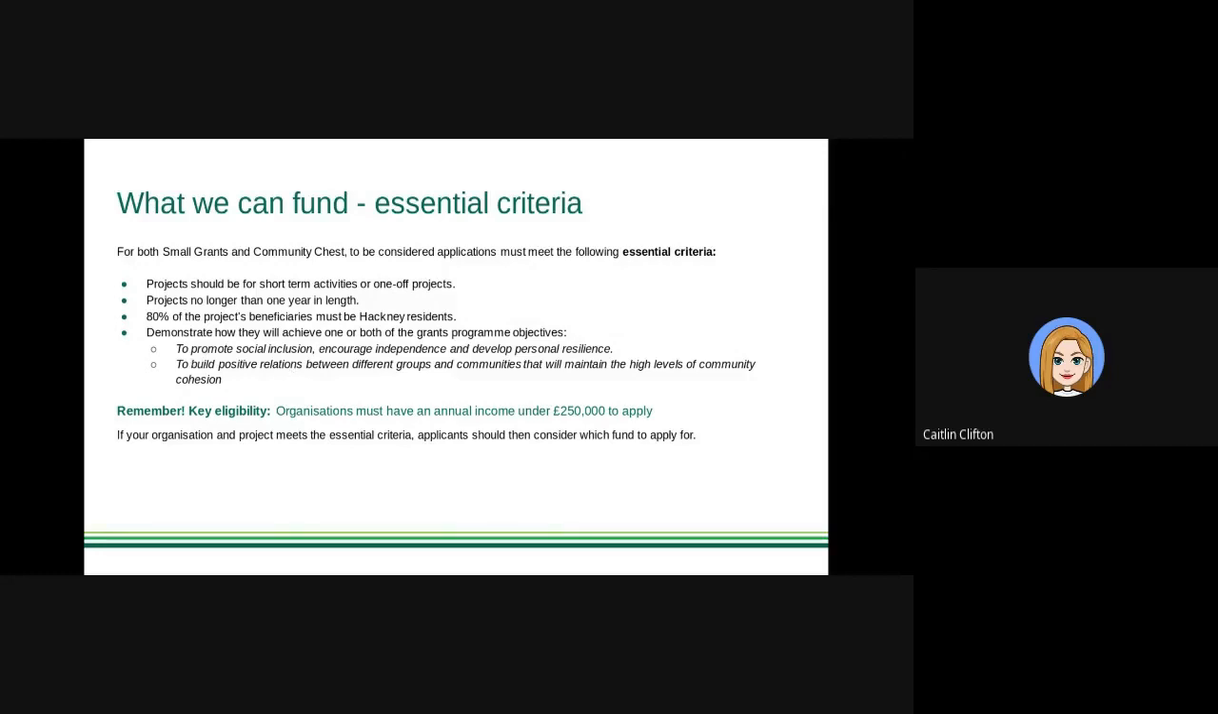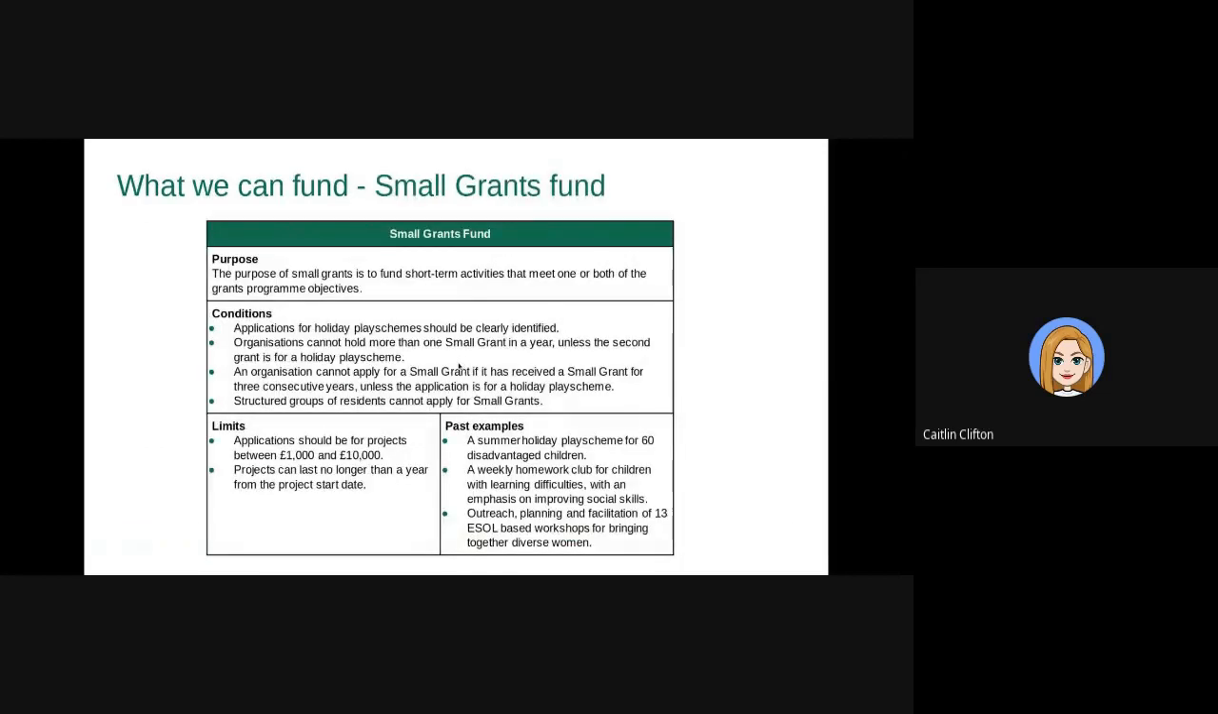Remember, key eligibility is that you must have an annual income under £250,000 to apply. So if your organisation and your project clearly meets these criteria, we then just need to consider which fund you want to apply for. Our small grants purpose is to fund short-term activities that meet one or both of those grants program objectives. So very, very broad. We welcome a whole range of applications for a whole range of projects.